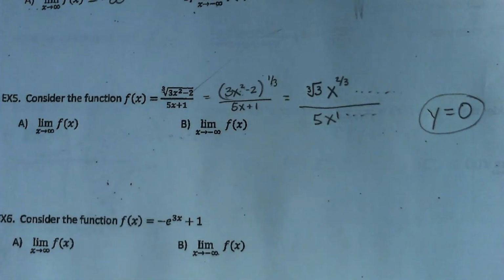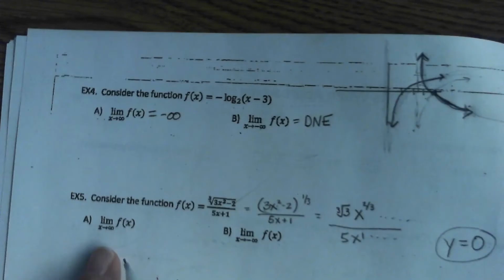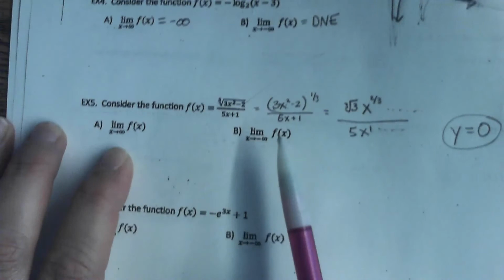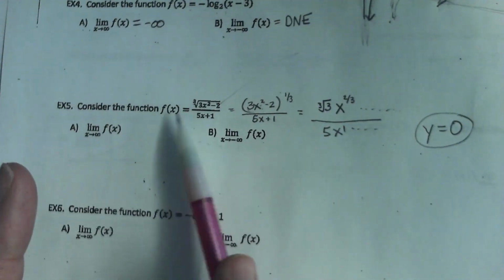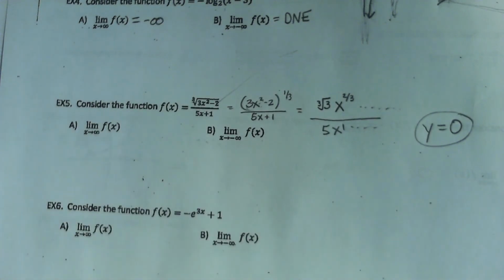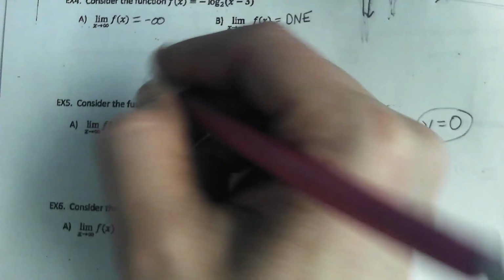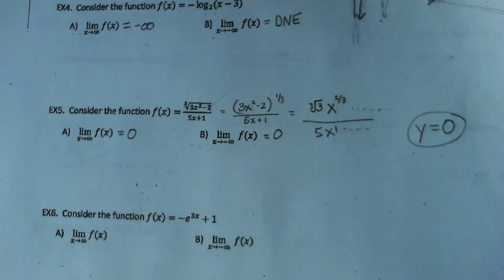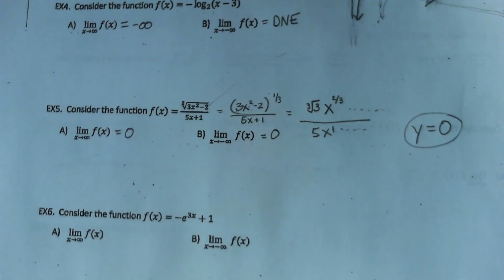So I'm really kind of getting at the same idea here. Are either one of these not going to exist because the function doesn't exist over there? And this will exist pretty much everywhere except for at negative 1/5. So we do have end behavior going in both directions. And because we have a horizontal asymptote, that's it. 0 on both ends.